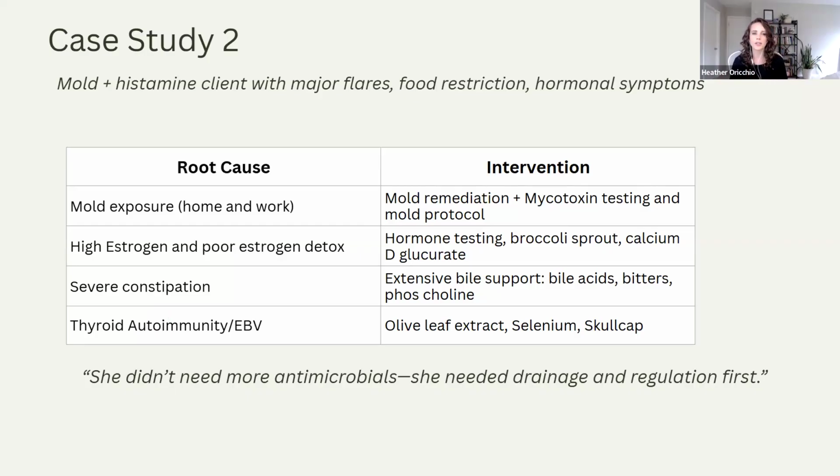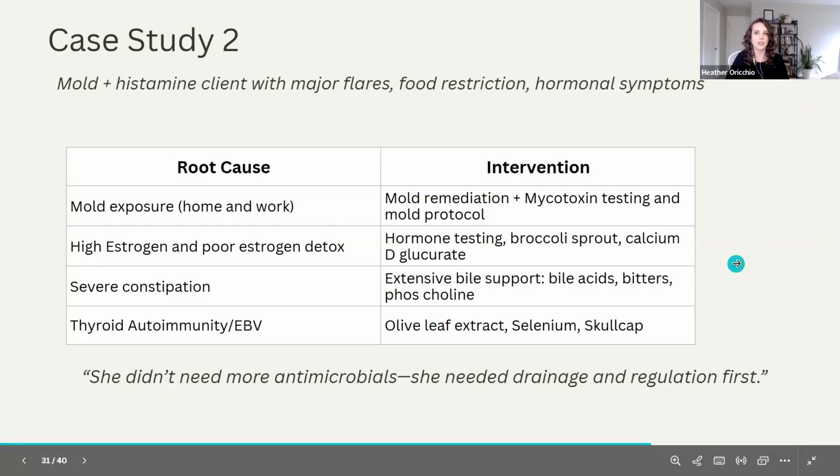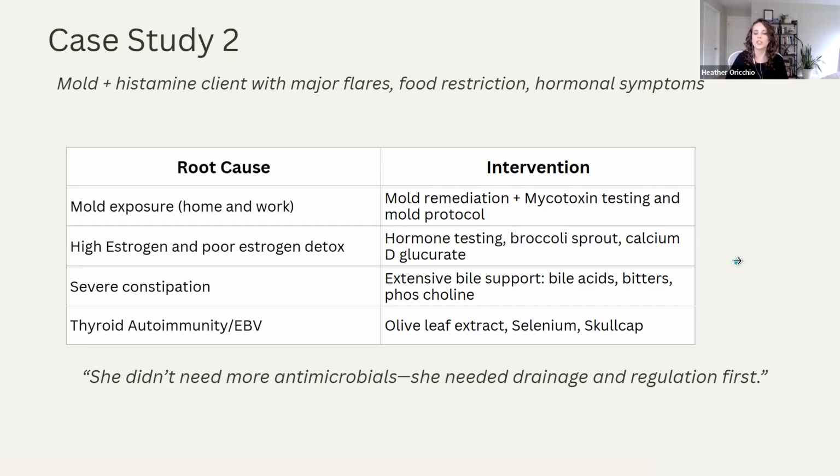To support the thyroid autoimmunity, we had her on olive leaf extract, selenium, and skullcap. So again, it's not like she needed a bigger, stronger protocol. She needed the right drainage support and regulation support and removing herself from that moldy environment.